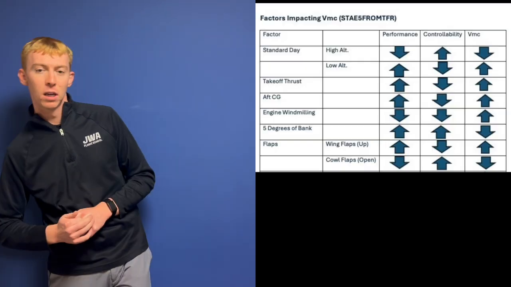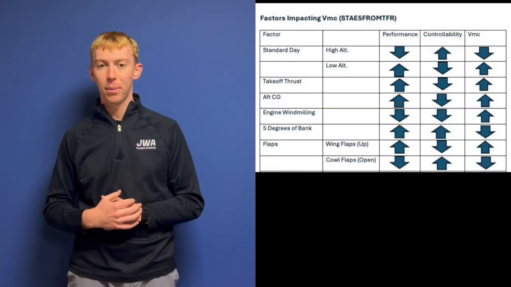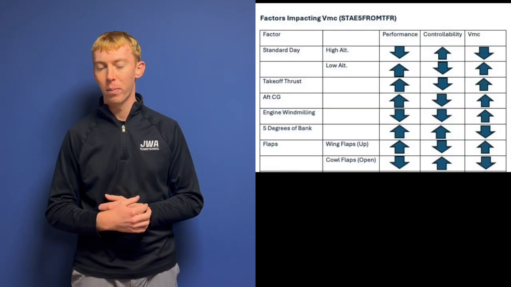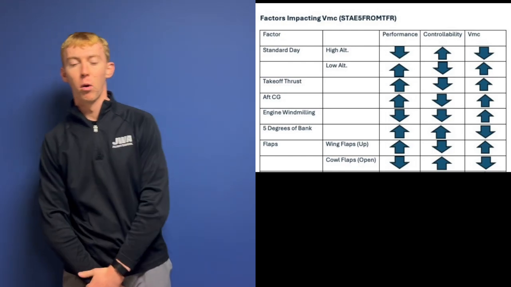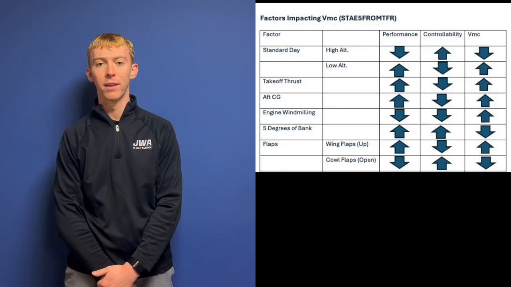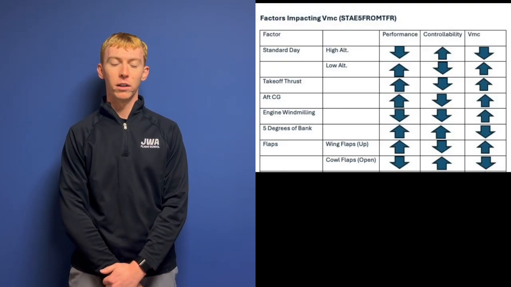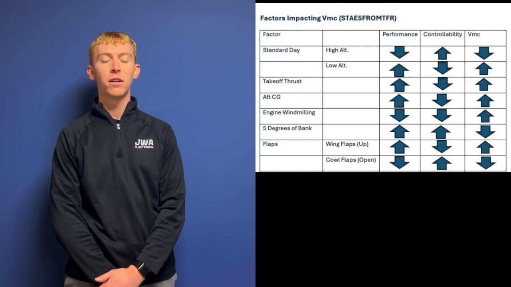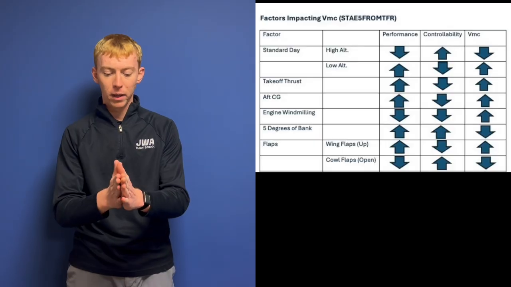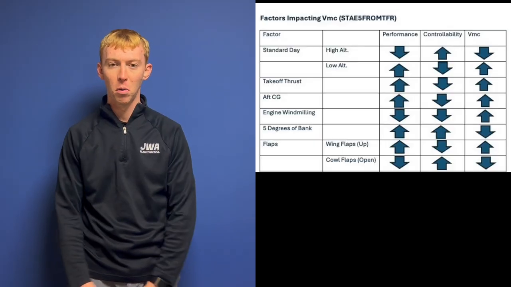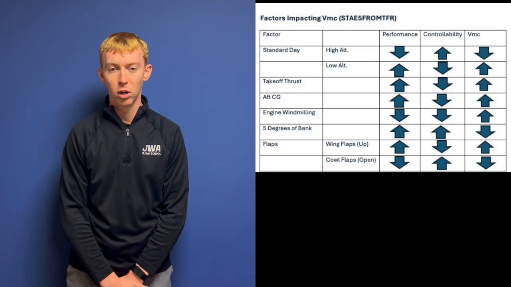Next are flaps. 2 different topics here. Cowl flaps open and wing flaps up. When my cowl flaps are open, performance goes down because I introduce more form drag. More parasite drag, more form drag on that airplane. Controllability, however, is going to increase. Why does controllability increase? Because we now take advantage of the keel effect. The keel effect lowers that center of gravity, makes that airplane more stable when the cowl flaps are open. VMC is going to decrease with cowl flaps open.